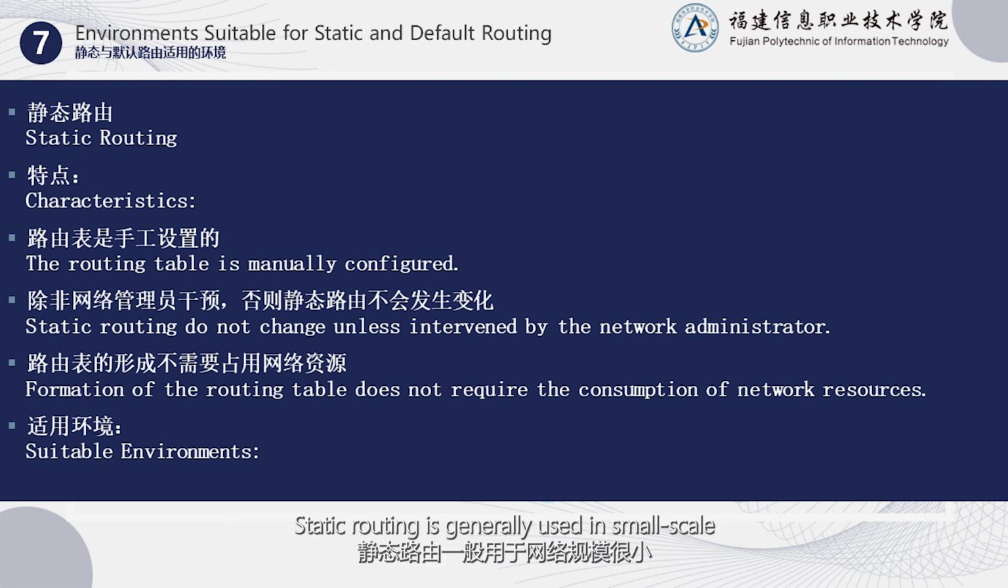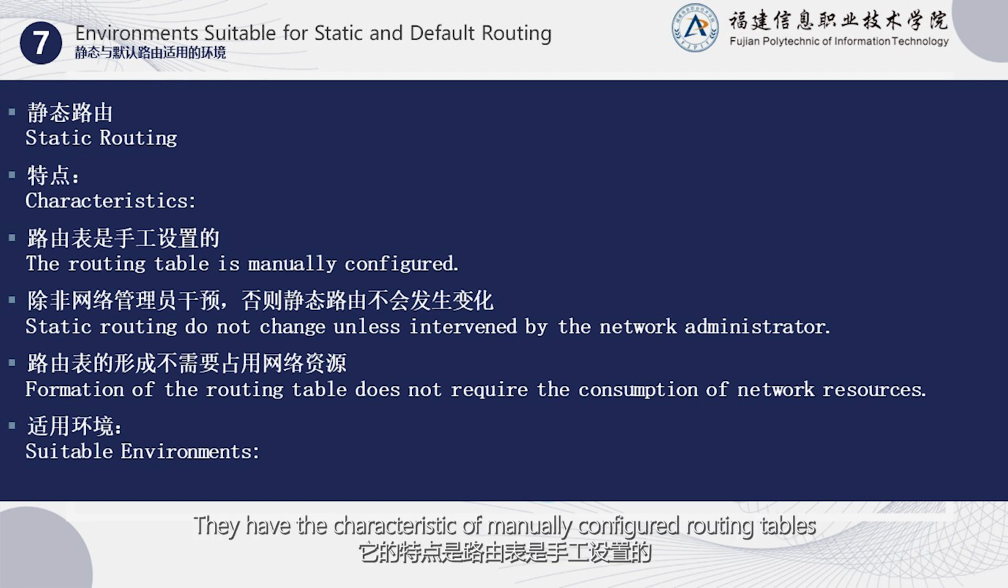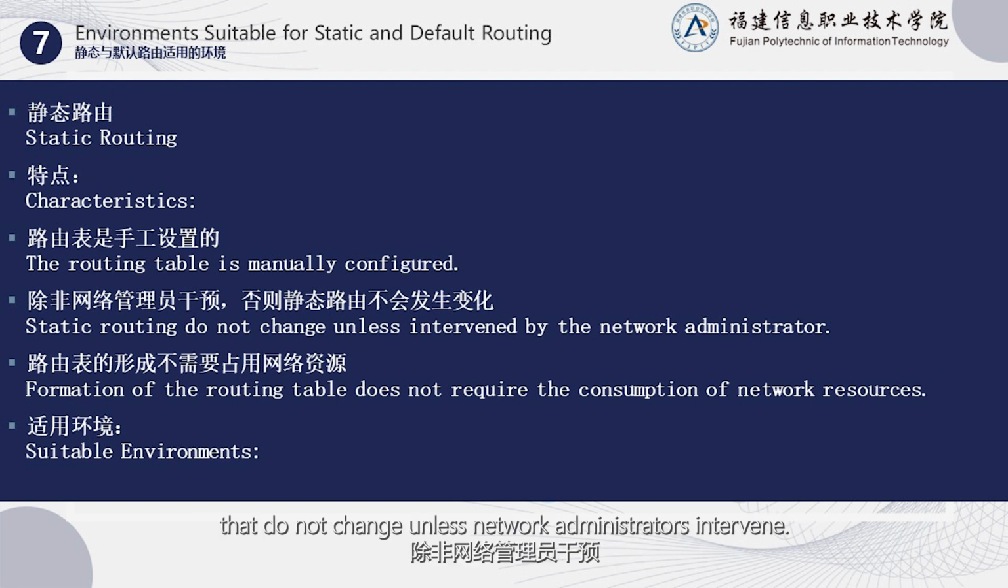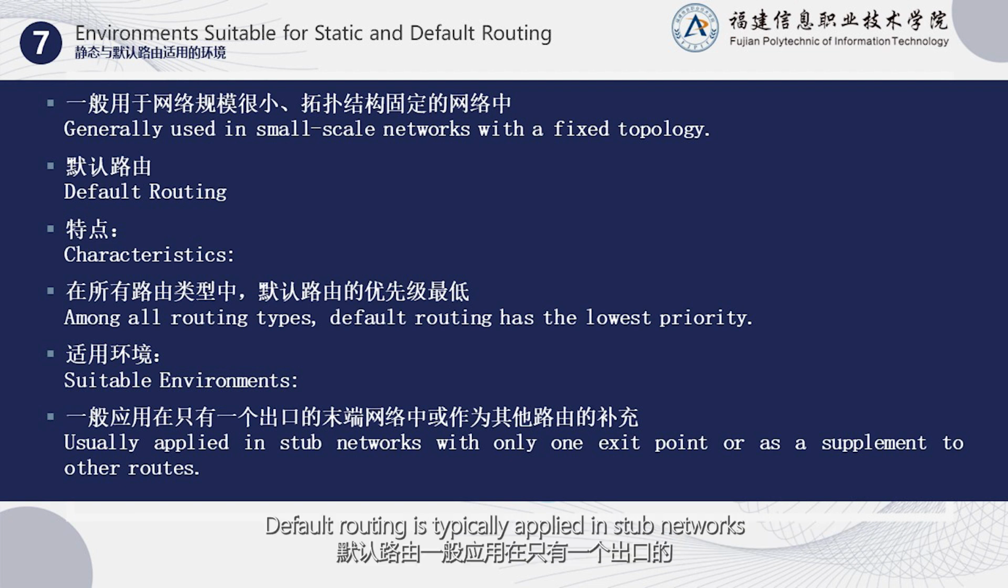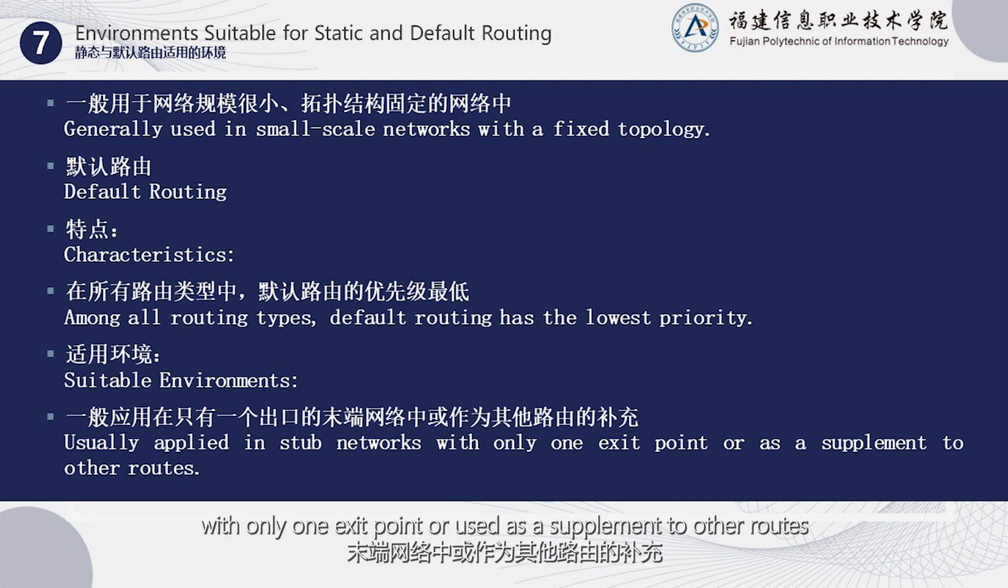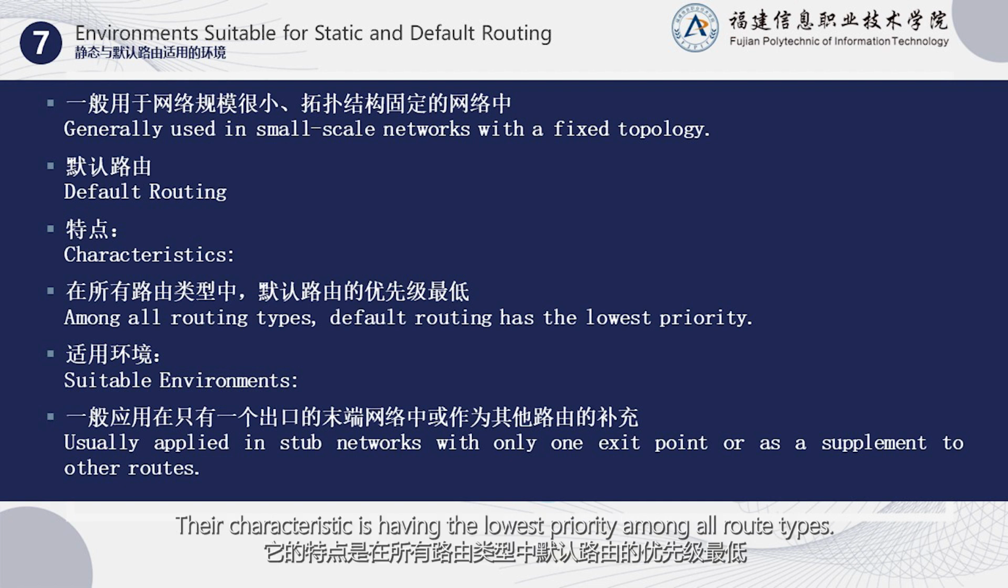In real-life scenarios, which environments require the use of static routing, and which environments require the use of default routing? Static routing is generally used in small-scale networks with fixed topology structures. They have the characteristic of manually configured routing tables that do not change unless network administrators intervene. The formation of the routing table does not require using network resources. Default routing is typically applied in stub networks with only one exit point, or used as a supplement to other routes. Their characteristic is having the lowest priority among all route types.